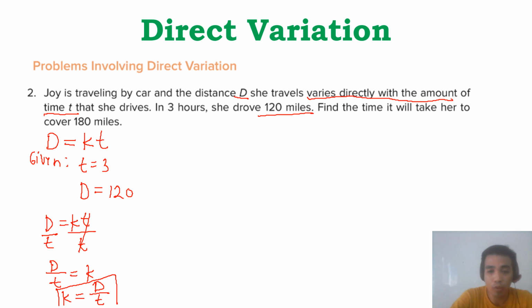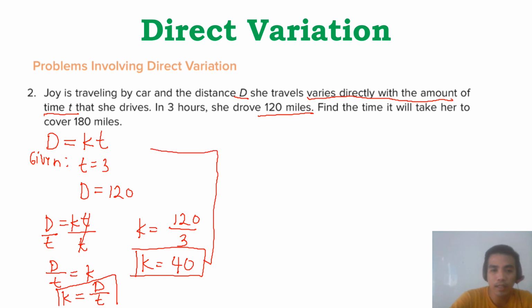Okay, we can now solve for the k. So, just substitute the values of d at yung t. We have k equals, our d is 120 at yung t natin is 3. So, you have k is equal to 40. Tama ba? Okay, we have 40 yung ating constant of variation. And after that, you need to substitute that sa ating equation. We have now d is equal to 40t. This is now our new equation.